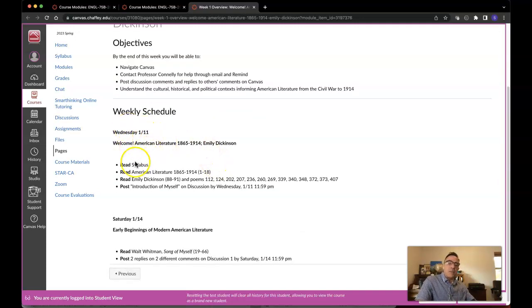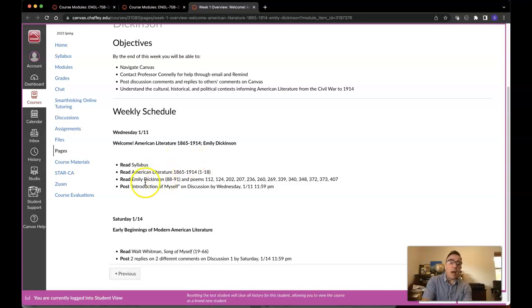Notice by Wednesday, you should have read the syllabus. You should have read the American Literature, 1865 to 1914. Remember, this is a class with a textbook. It's the Norton Anthology of American Literature, 9th edition. I went with the 9th edition because it's cheaper. It's available at our campus store. It's also available on Amazon. If you're having any trouble getting that, please, please, please talk to me.